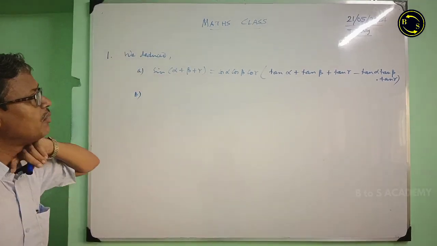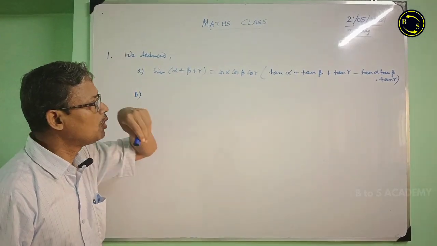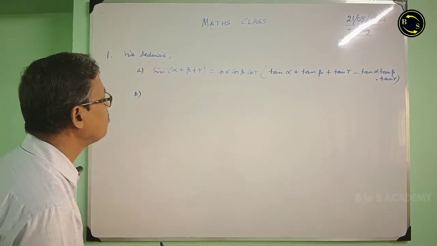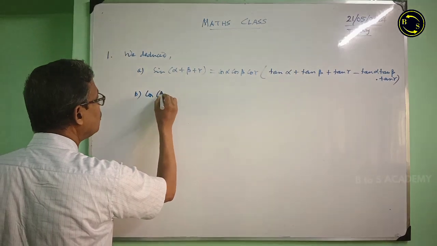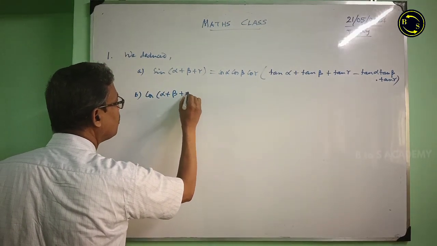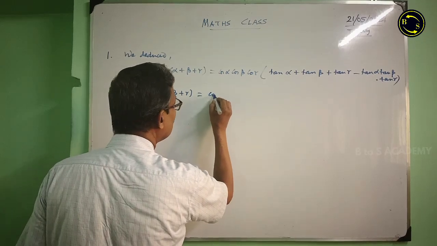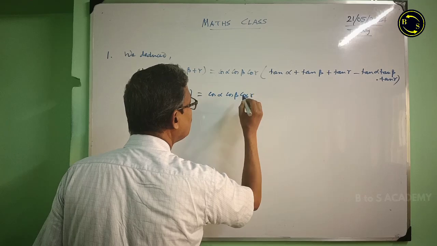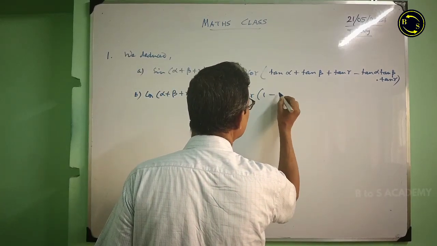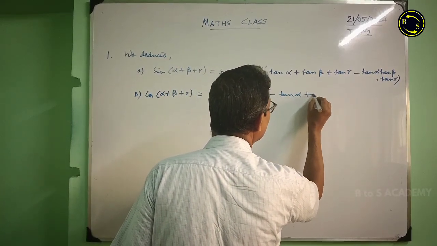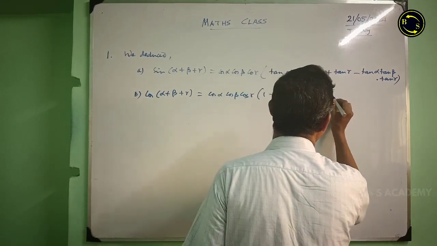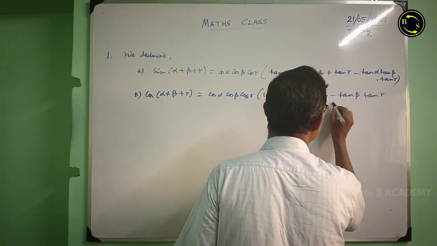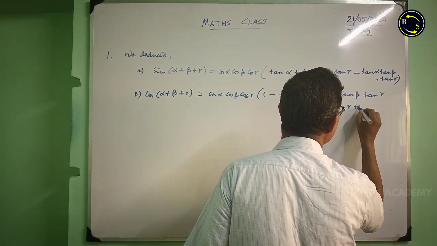Sine of alpha plus beta plus gamma is equal to cos alpha cos beta cos gamma within brackets tan alpha plus tan beta plus tan gamma minus tan alpha tan beta tan gamma, and cos of alpha plus beta plus gamma is equal to cos alpha cos beta cos gamma into 1 minus tan alpha tan beta minus tan beta tan gamma minus tan gamma tan alpha.